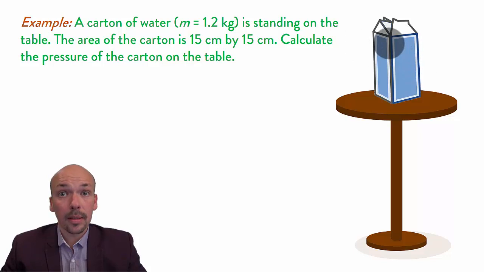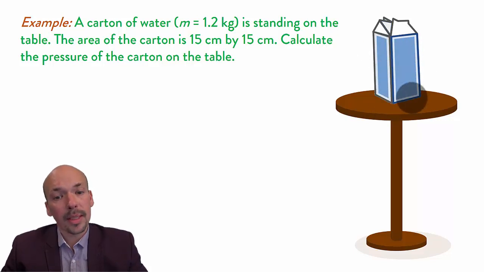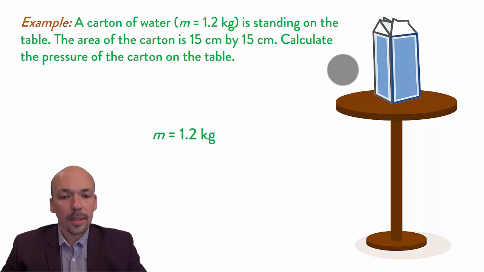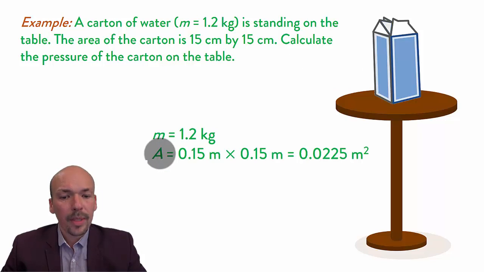So we have to calculate the pressure, and we know that this area is 15 by 15 centimeters and that it has a mass of 1.2 kilograms. So try this for yourself. I will now give the answer. We have the mass, we have the area. First, I go from centimeters to meters, so 15 centimeters is 0.15 meters. You divide by 100, and it's the area, so you have to multiply them.